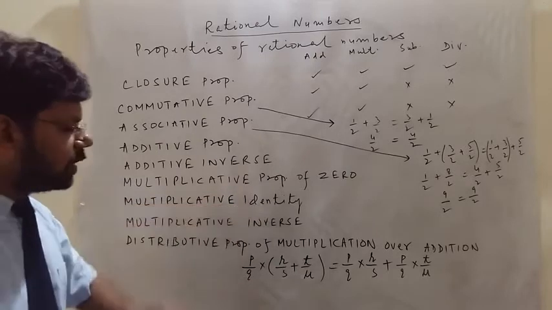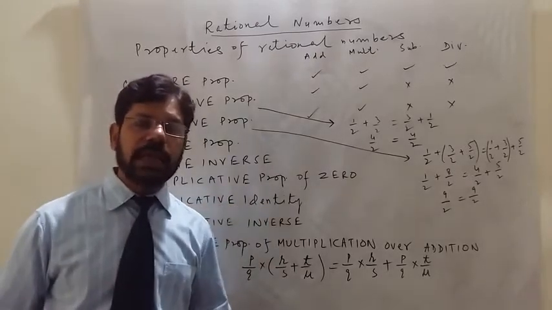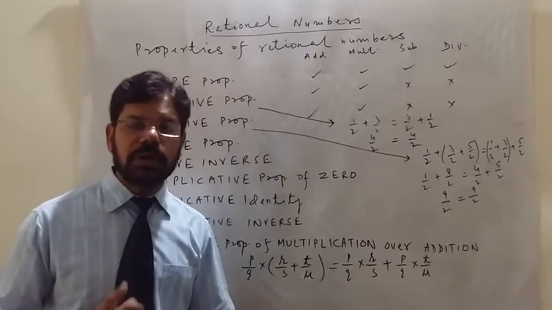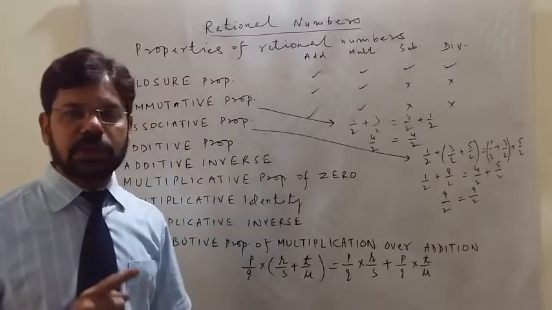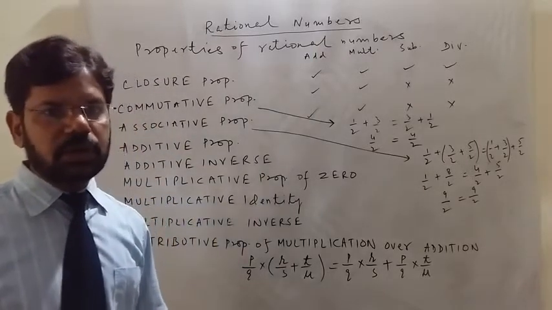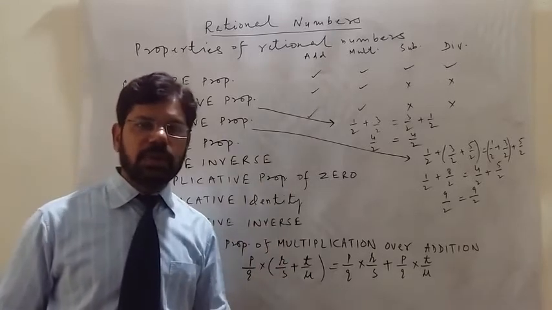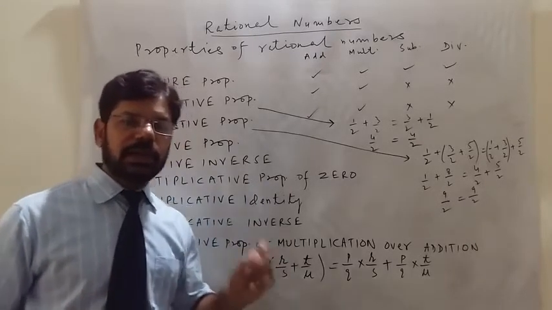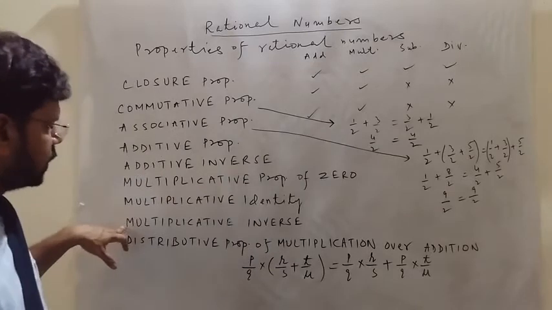Multiplicative identity. Multiplicative identity means if you multiply any rational number by 1, then the product would be the same rational number. The same applies in division also. If you divide any number by 1, then the rational number would be the same rational number.